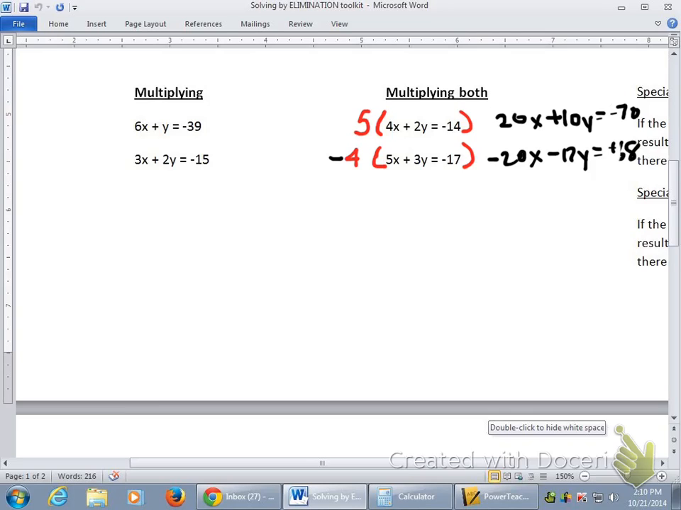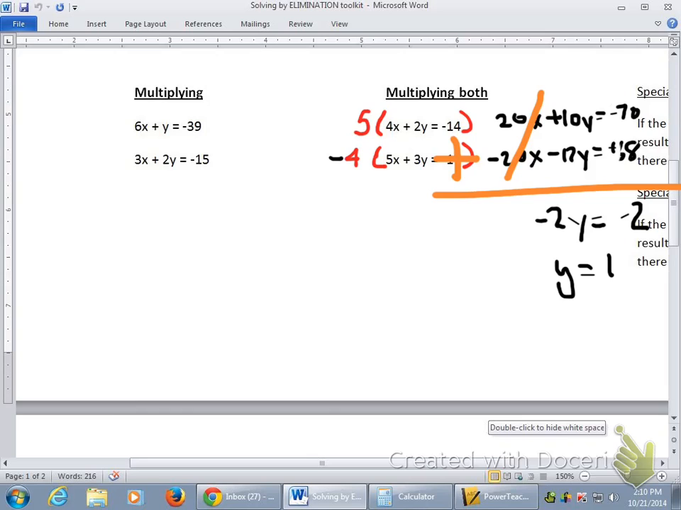Okay, now I can tell that these are opposites of each other, so I'll cancel these out by adding, and of course that's going to give me -2y equals -2. When you divide, y equals 1. And you can take that and plug it back into either equation up here. I'm going to choose the top one just because I can see it. So that's 4x plus 2 times 1 equals -14. Of course, that's 4x.